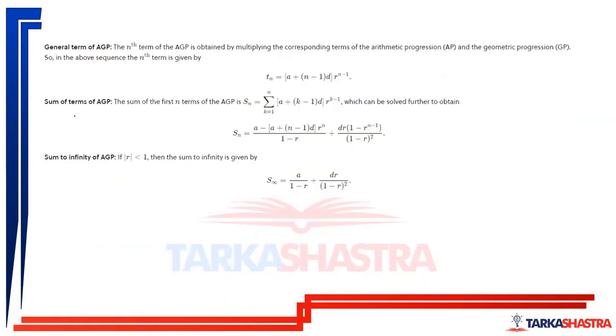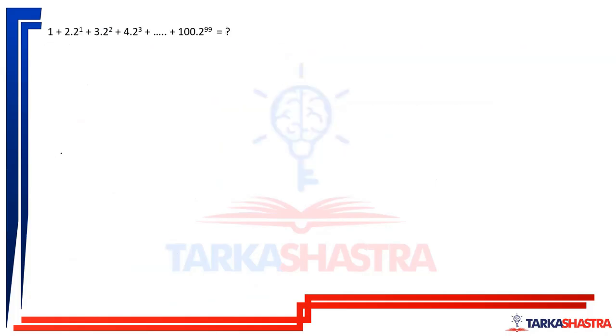Okay. Now AGP. Okay, AGP is something where in a series you have arithmetic progression and geometric progression both. And that is why it is known as AGP. The example of AGP is like this. So now 1, 2, 3, 4. This is your arithmetic progression. Then 2 raised to 1, 2 raised to 2, 2 raised to 3, and so on. This is your geometric progression. So this is your AGP.